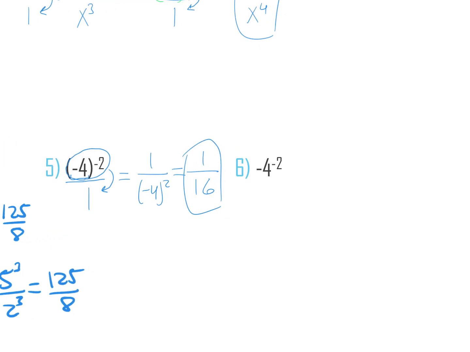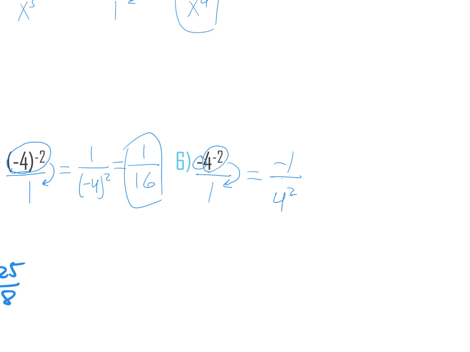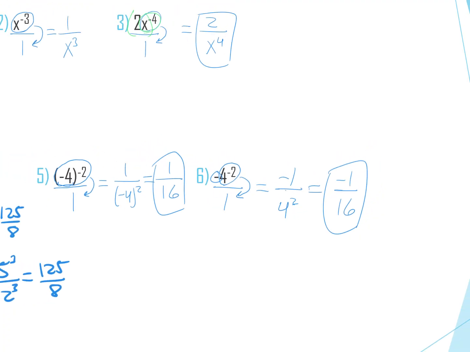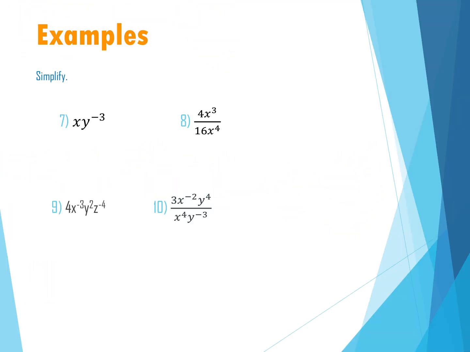But if you look at number 6, I can write the over 1, but my base is not -4, it is just the positive 4. That means that negative is going to stay on top as a -1 over 4 to the positive 2. Right, so the negative out front is not attached to that 4. I can't assume that it is unless it has parentheses. So then this is going to be -1 over positive 16, something like that. So it's important that you understand the difference between the two. All right, keep going with some examples.